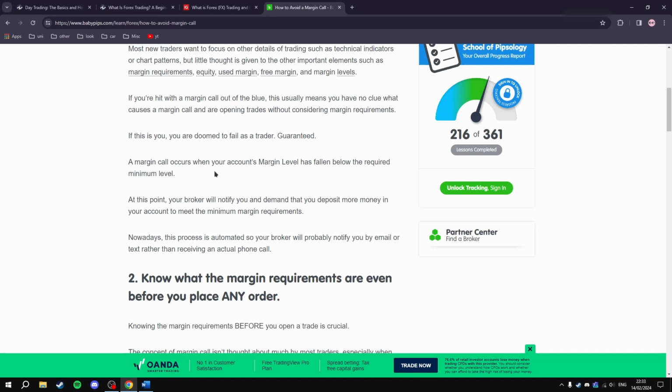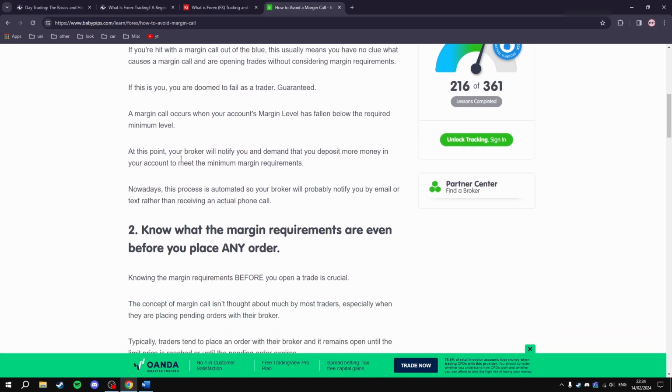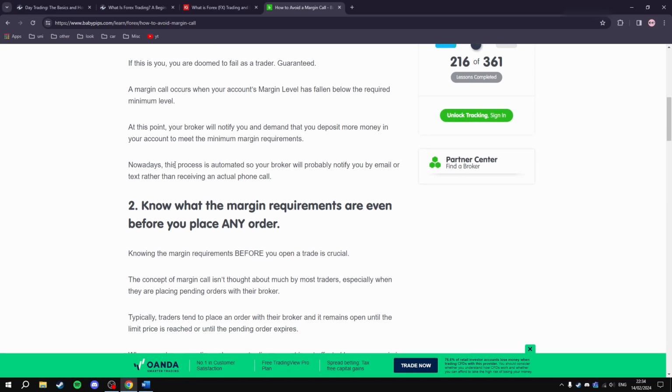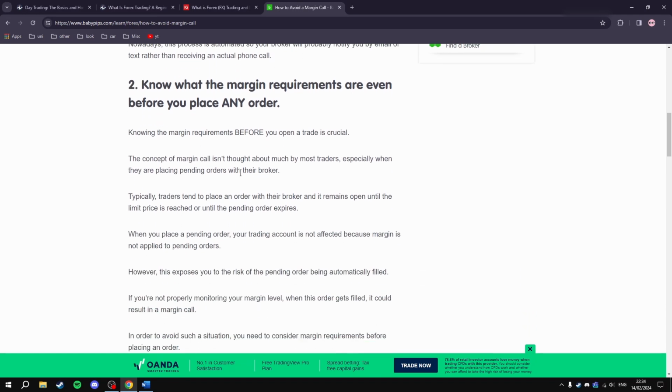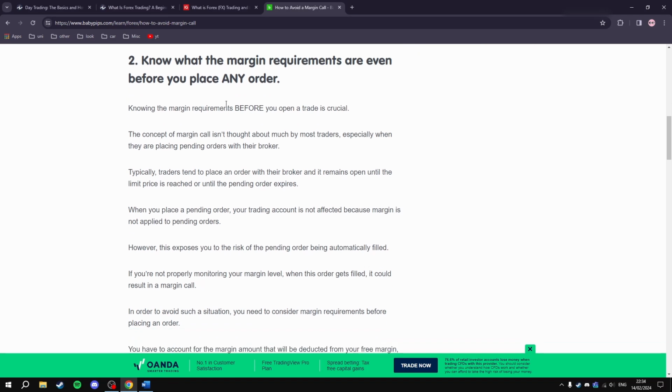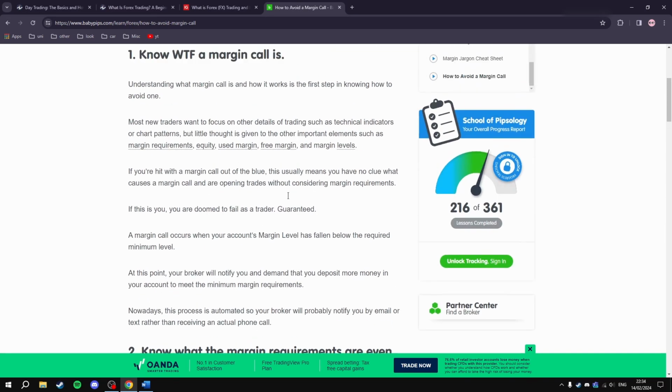A margin call occurs when your account's margin level has fallen below the required minimum level. At this point, your broker will notify you and demand that you deposit more money in your account to meet the minimum margin requirements. Nowadays, this process is automated, so your broker will probably notify you by email or text rather than receiving an actual phone call. Know what the margin requirements are even before you place any order. Knowing the margin requirements before you open the trade is crucial.